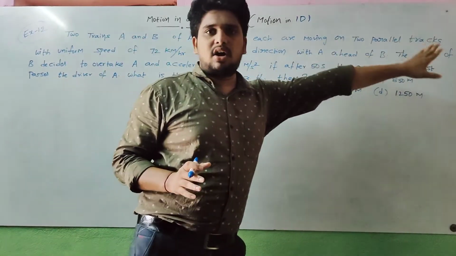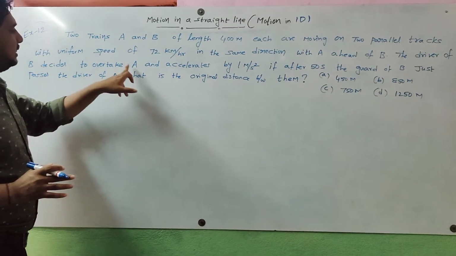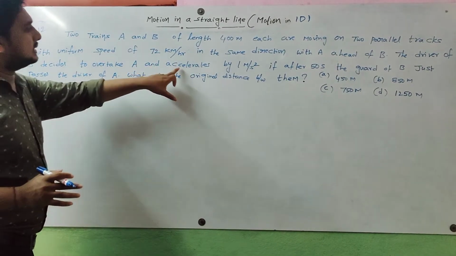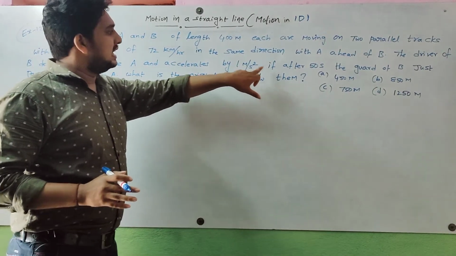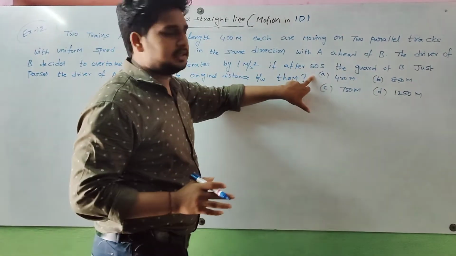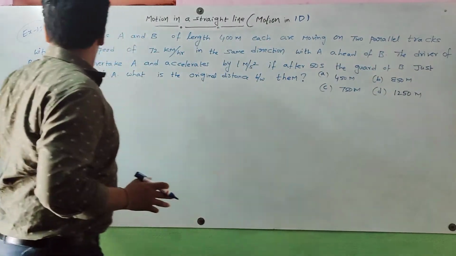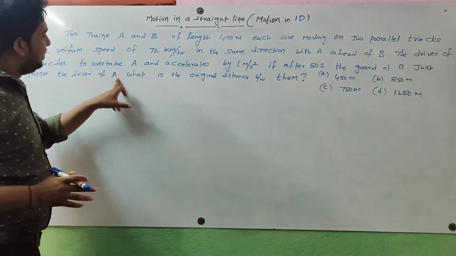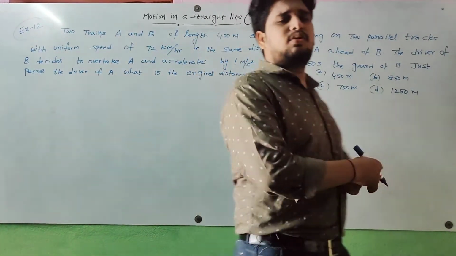The driver of B decides to overtake A and accelerates by 1 meter per second square. If after 50 seconds the guard of B just passes the driver of A, what is the original distance between them? Right, this is the question.